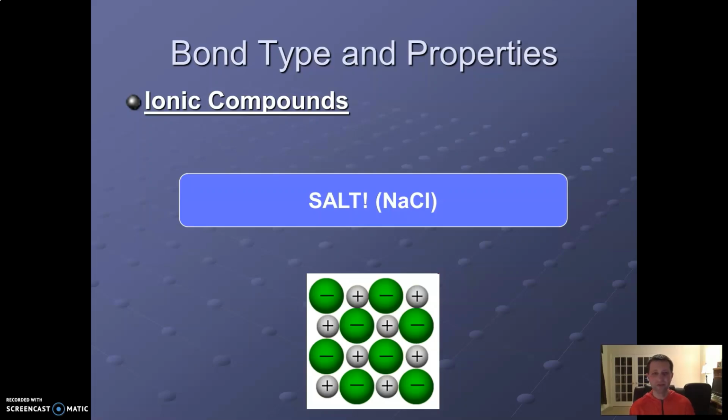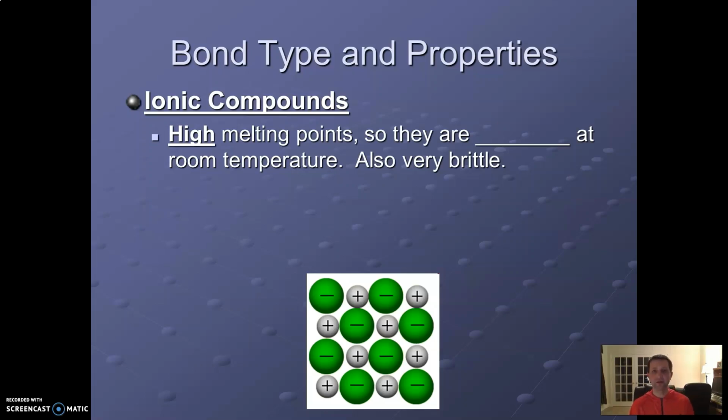What I tell students to do is know that salt is ionic, okay? And then just think of all the properties that salt has. If you can do that, then you don't really need to worry about memorizing basically any of this stuff. So salt will have a high melting point.